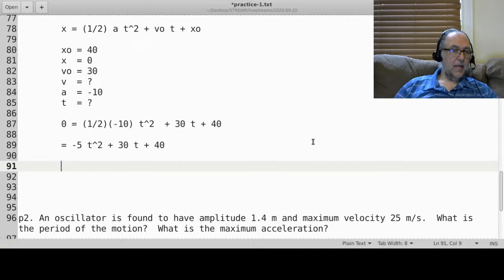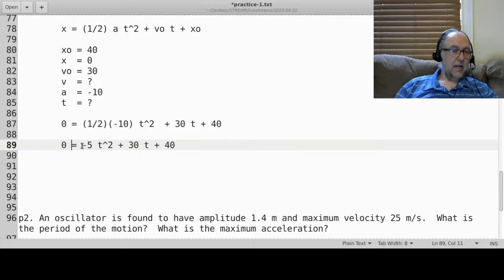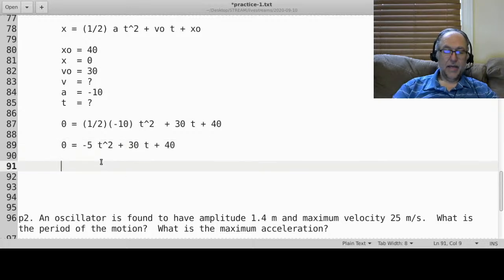Okay. And I personally, oops, I need a 0 here. I personally like to divide through by the negative 5. It just makes using the quadratic equation so much easier. So negative 5 divided by negative 5, just t squared. Okay. 30 divided by negative 5, negative 6. Okay. And 40 divided by negative 5, negative 8. Like that. All right.